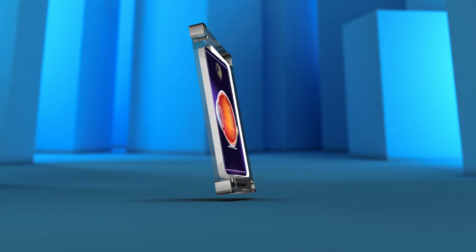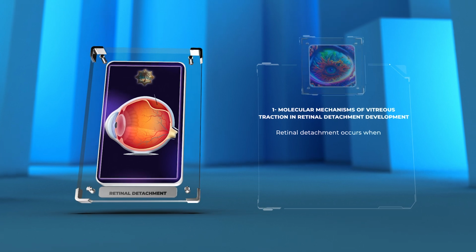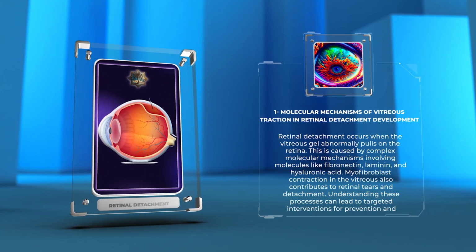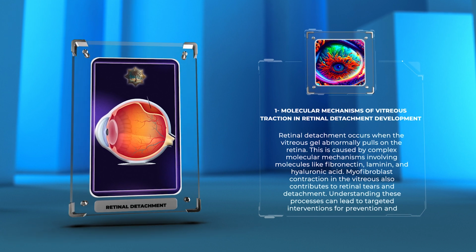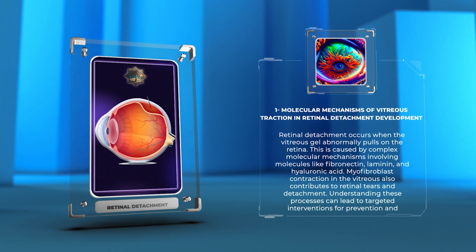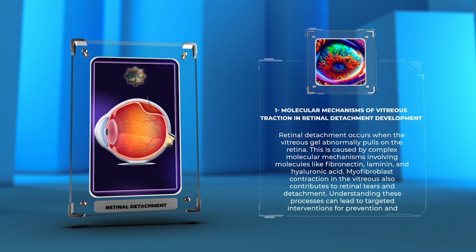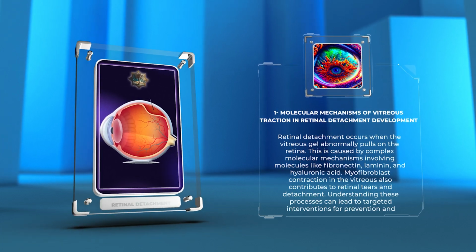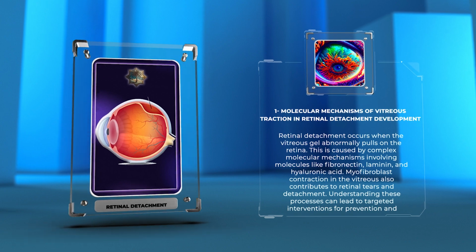Retinal detachment occurs when the vitreous gel abnormally pulls on the retina. This is caused by complex molecular mechanisms involving molecules like fibronectin, laminin, and hyaluronic acid. Myofibroblast contraction in the vitreous also contributes to retinal tears and detachment. Understanding these processes can lead to targeted interventions for prevention and treatment.